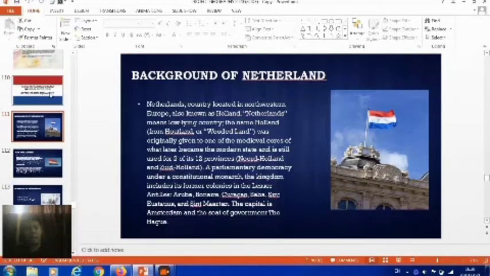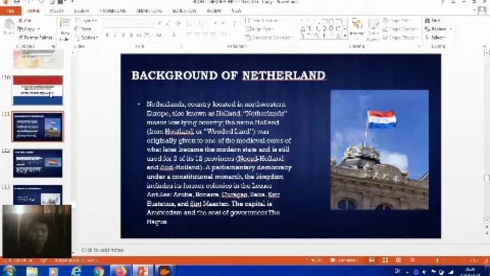Background of the Netherlands. The Netherlands is a country located in Northwest Europe, also known as Holland. Netherlands means low-lying country. The name Holland, from holt land or woodland, was originally given to one of the medieval cores of what later became the modern state in the west. It is still used for two of the 12 provinces, North Holland and Zuid Holland.